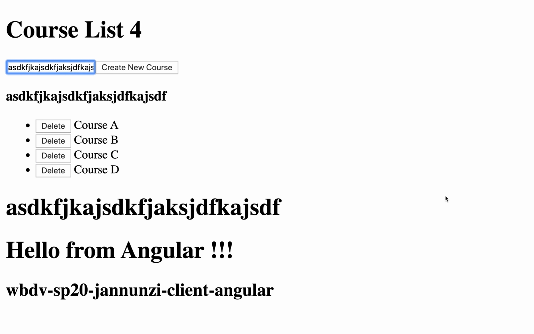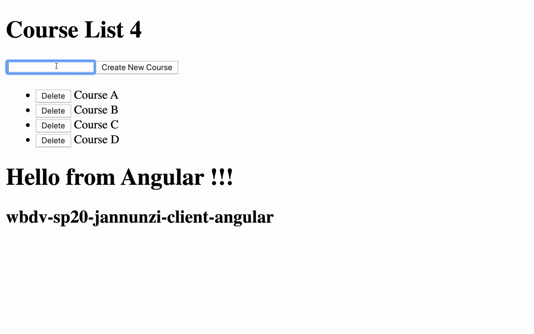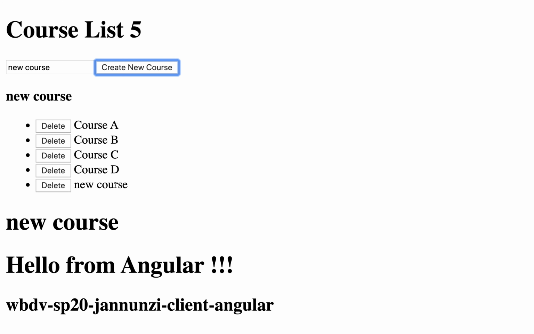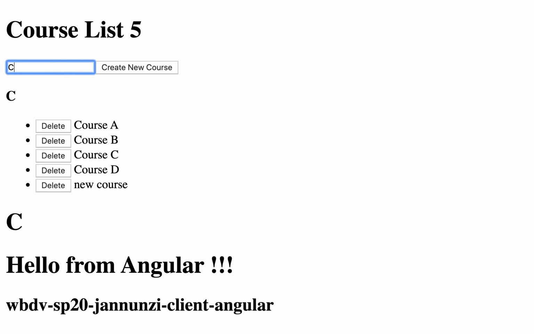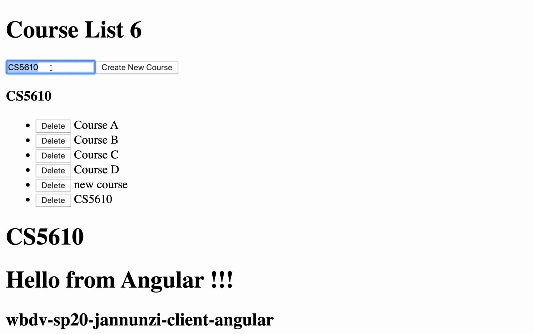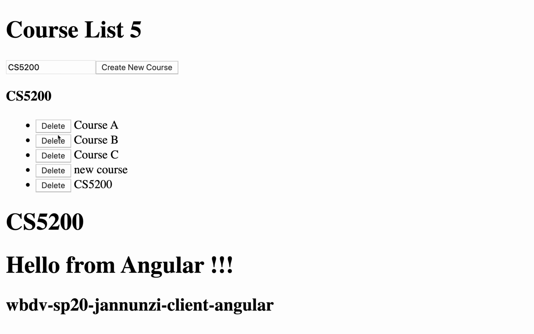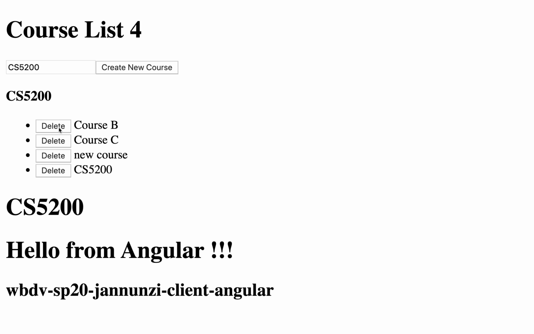Okay, and so now if I go back and I say here new course, I can say create course. Now notice that it adds it down here. See that? Or I can say CS 5610, it adds it right there. CS 5200, it adds it right there. See that? And I can still remove the courses as I go. Everybody good? All right.